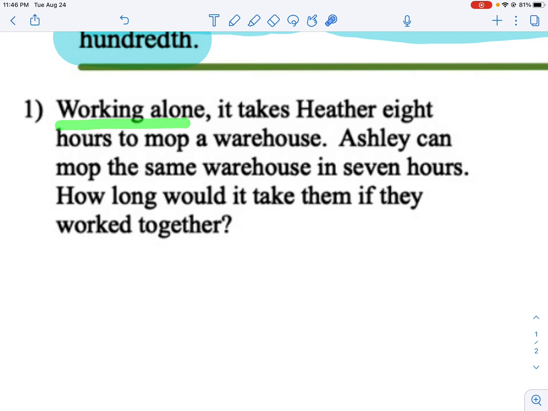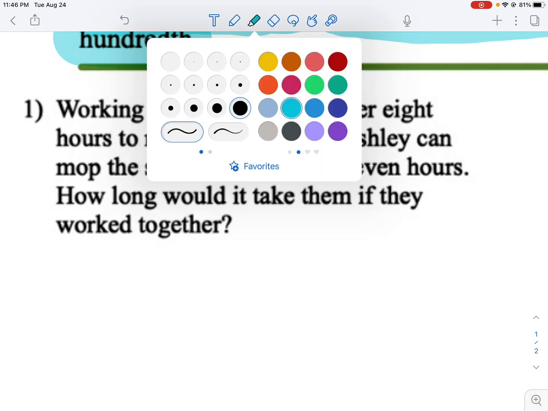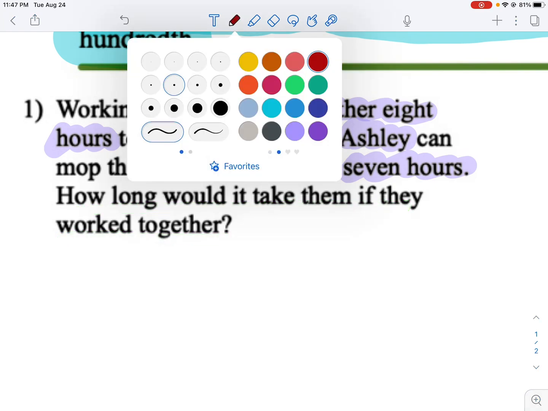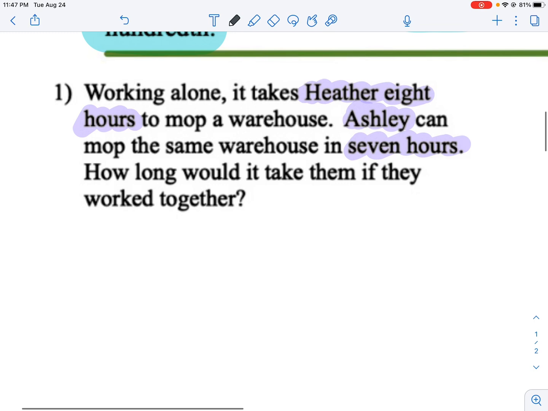It says, working alone, it takes Heather 8 hours to mop a warehouse. So Heather does the work in 8 hours to mop a warehouse. Ashley can mop the same warehouse in 7 hours. So Ashley does it in 7 hours. How long would it take them if they worked together? So let us take a look at what that looks like.